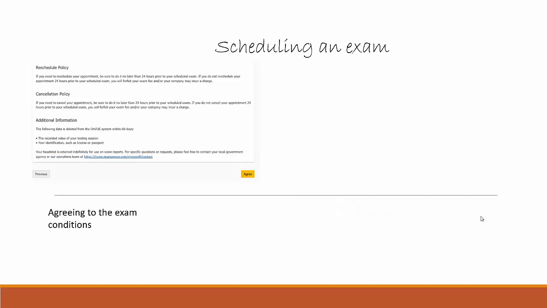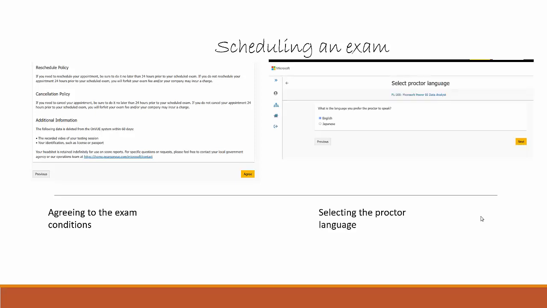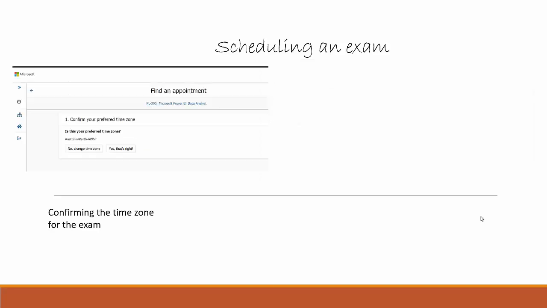Once you've done that, you have to agree to the conditions of the exam. So it'll be conditions like they'll monitor you, they will use facial recognition, and there are some other conditions. So you agree to that. And then you select the options in which the proctor can communicate with you. There are only two options, English and Japanese. You select either of them, whichever works for you.